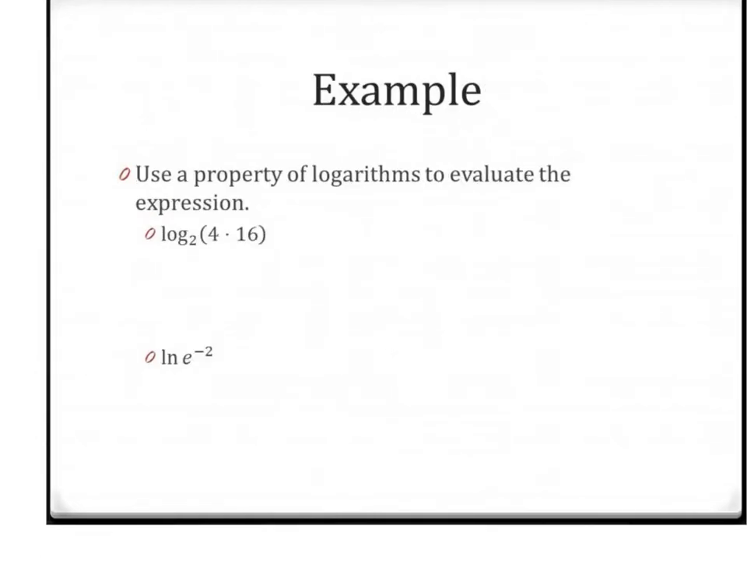Alright, so use the properties of logarithms to evaluate these expressions. For the first one, because there's a product, I can use my product property of logarithms, and I can write this as log base 2 of 4 plus log base 2 of 16. If you evaluate these separately, the first one is 2 to what power is 4, and that is 2. And the second one is 2 to what power is 16, and that is 4, and we get 6.